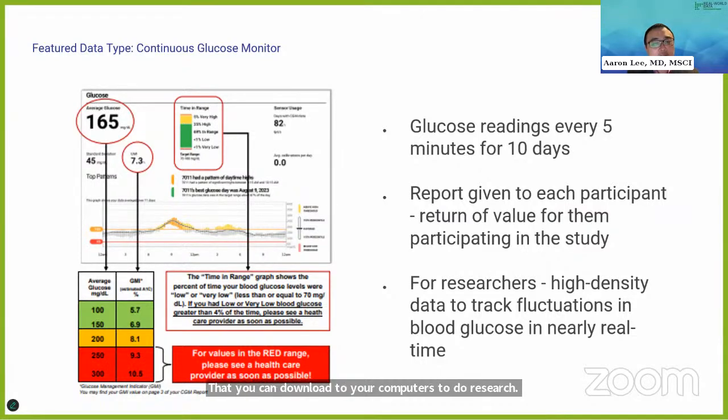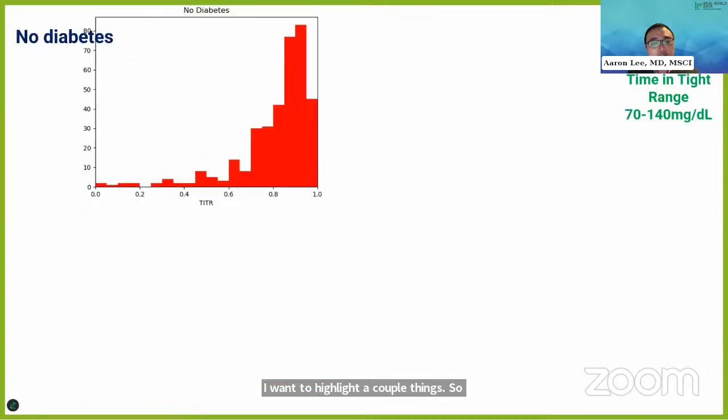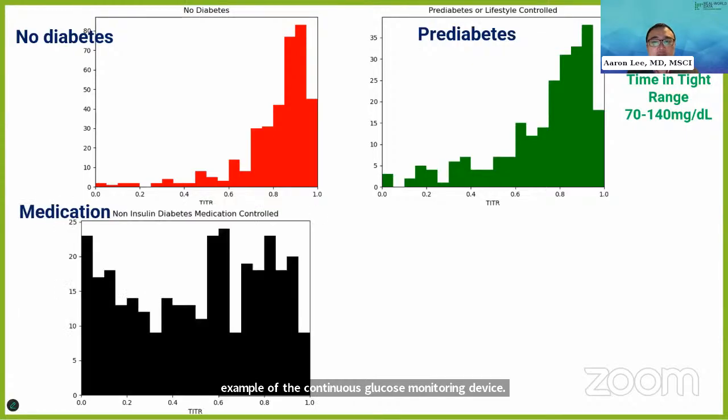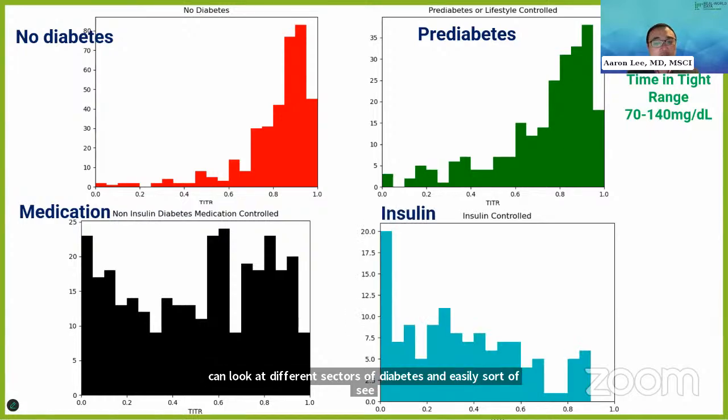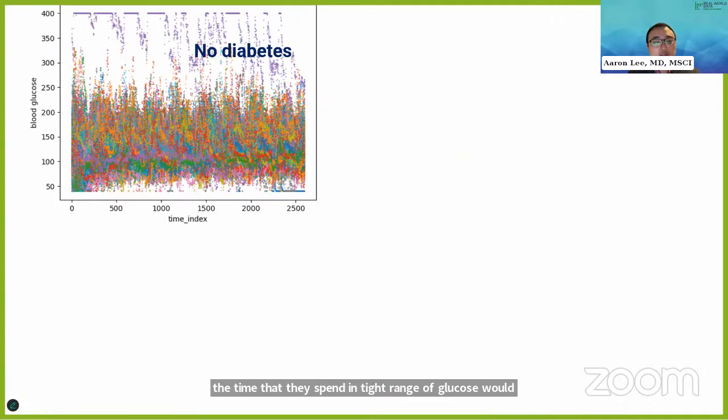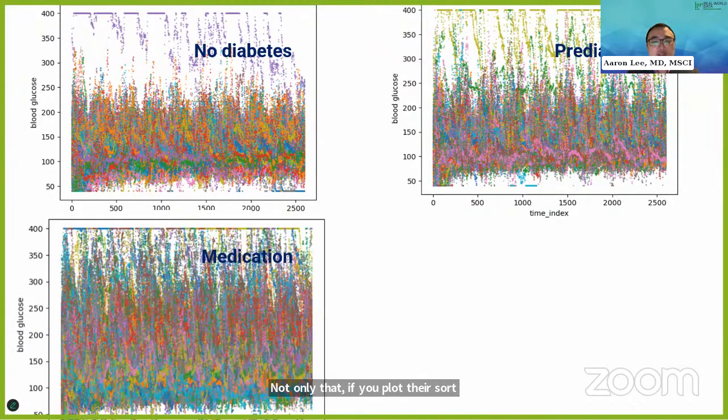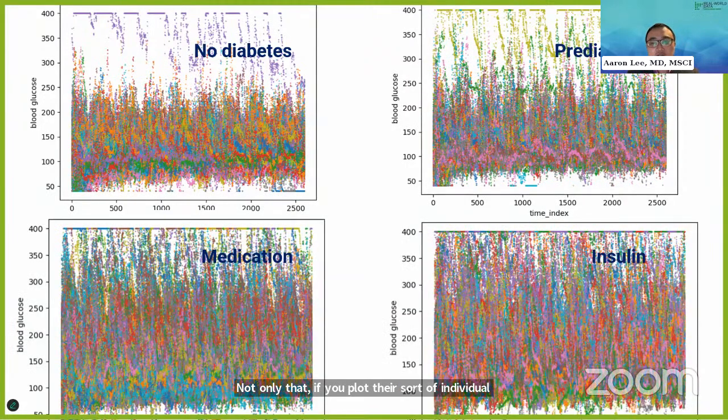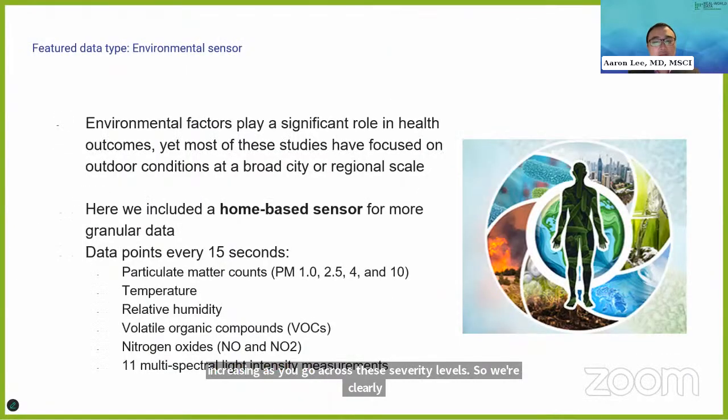I want to highlight a couple things. This is an example of the continuous glucose monitoring device. You can look at different sectors of diabetes and easily see the time that they spend in tight range of glucose be wildly different across these different strata of diabetes. Not only that, if you plot their individual trajectories, you can see the variance increasing and increasing as you go across these severity levels. So we're clearly capturing something very relevant about type 2 diabetes.